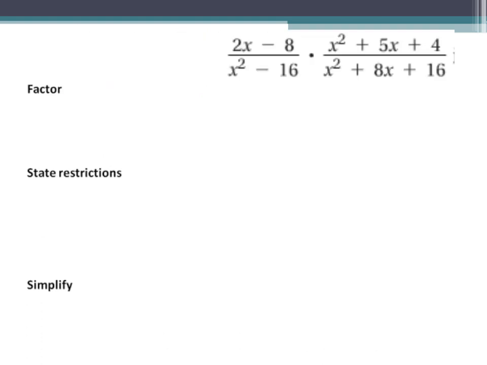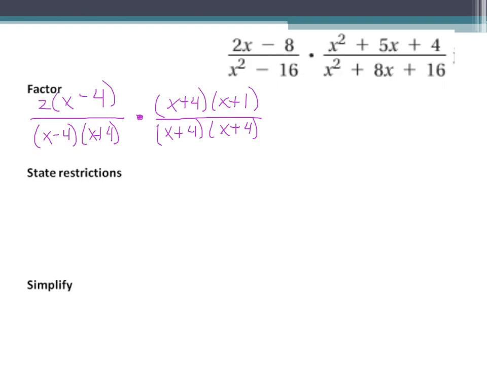Here I want you to attempt this problem by yourself. If nothing else, try to factor both sets of equations first. So first you factor, you can take out a 2 from the top here. That's how I got that number.